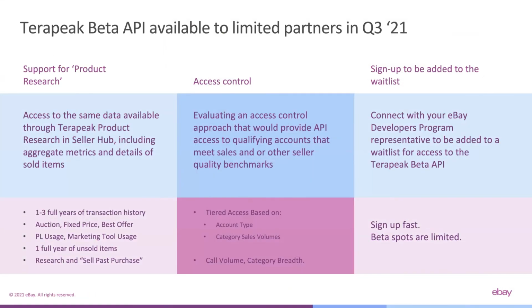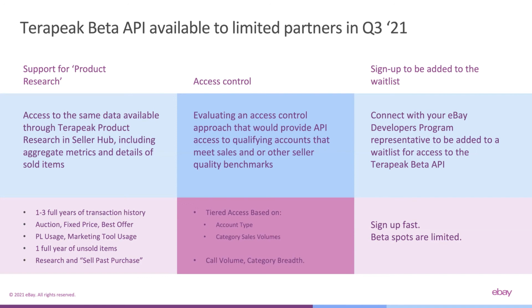Now, Terapeak itself has a number of different capabilities. Product research is the main capability that sellers come to. We've recently also launched something called sourcing insights and a couple other features, and those will be coming in later versions of the API. But the beta version of the API launching in Q3 will have full support for eBay's product research and Terapeak's dataset.